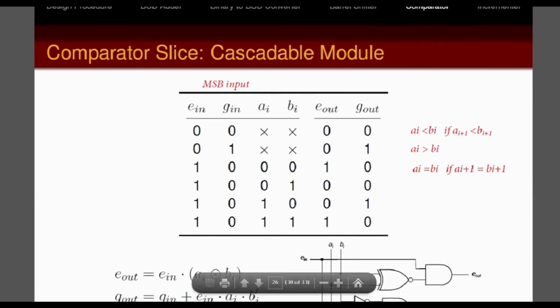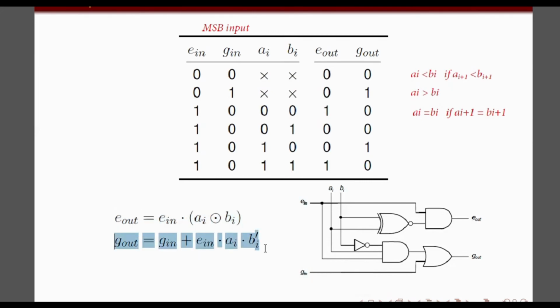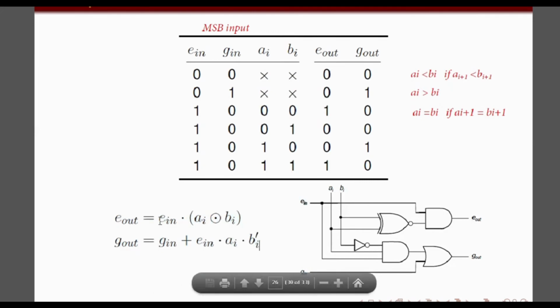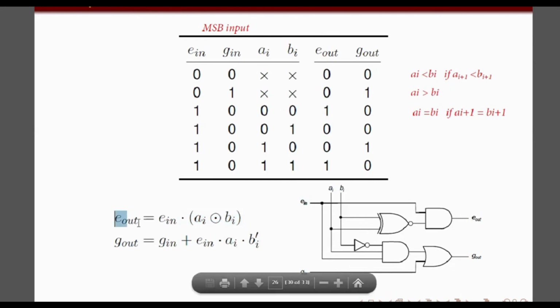So in other words, you come up with the equation like this. How do you get this one? E out is equal to E in... G out. You just do the K map. Just do the K map. For the E out and G out, you come up with this equation. That means if E in, the input from the previous one is equal and the present one is equal, therefore your E out is the equal function.